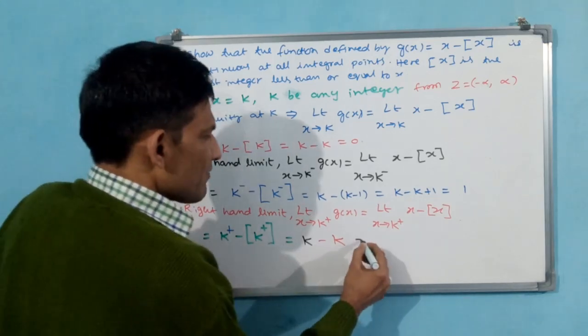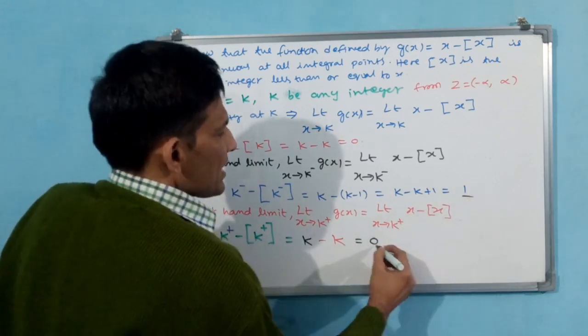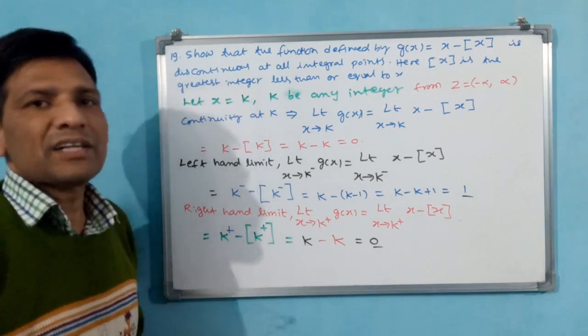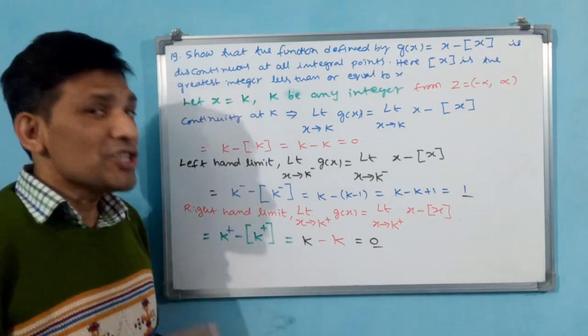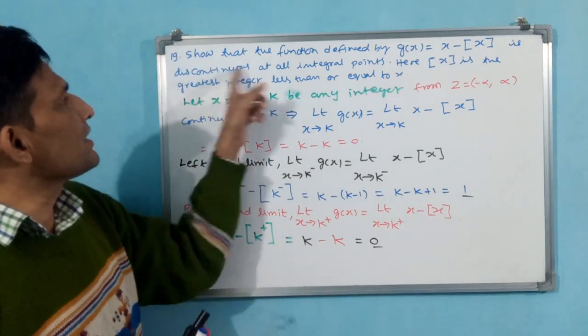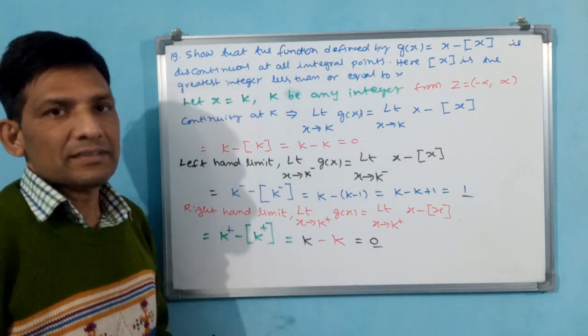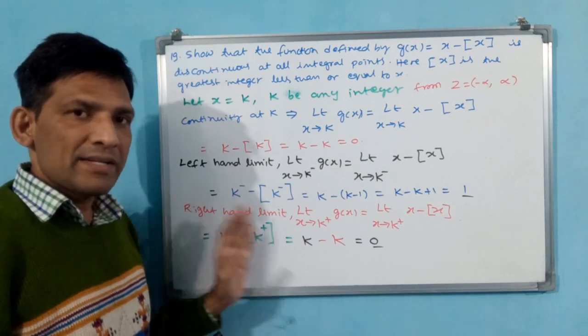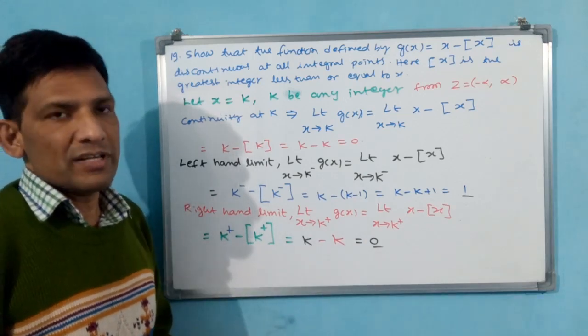Okay. What will come finally? 0. You see, here is 1, here is 0. Left hand limit is 1, right hand limit is 0. Is this function continuous? No. Discontinuous. Discontinuous at where? Discontinuous at integral points. Okay. Why? Because k is an integer. At integral points, the function has become discontinuous.